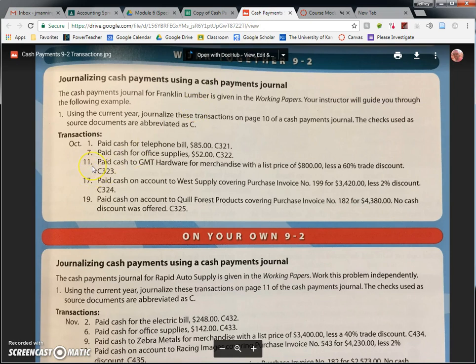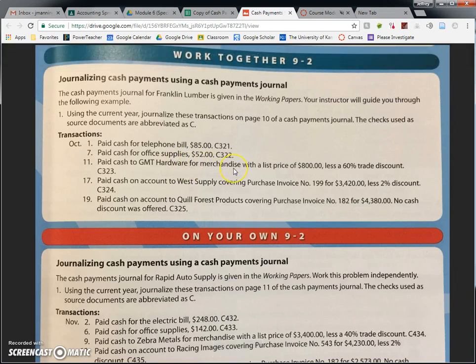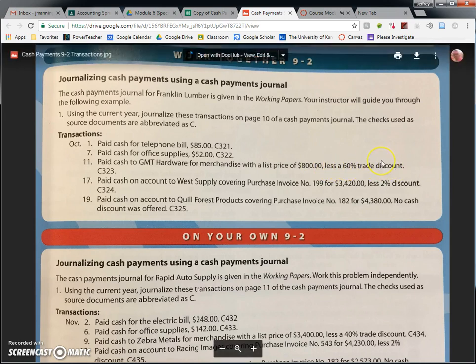October 11th, paid cash to GMT Hardware for merchandise with a list price of $800, less a 60% trade discount. Okay, so this is a little bit challenging because we have a discount. This one is called a trade discount. The next transaction is just a typical discount of 2%. This one is 60%. So let's talk about what these mean.